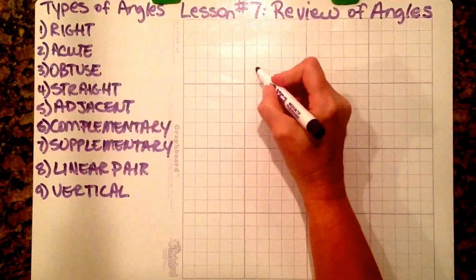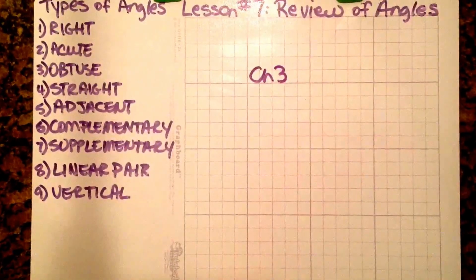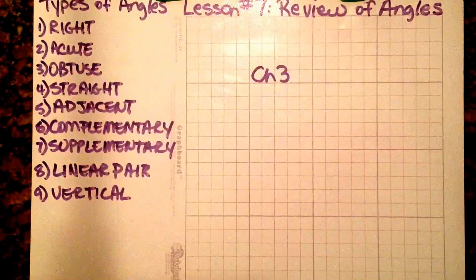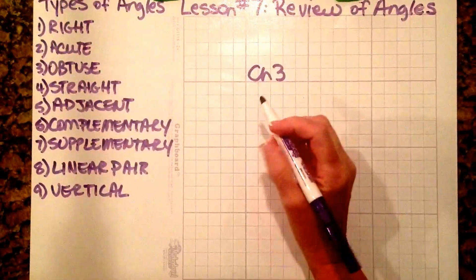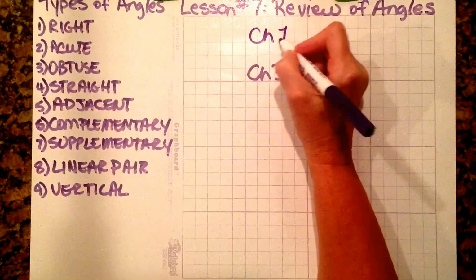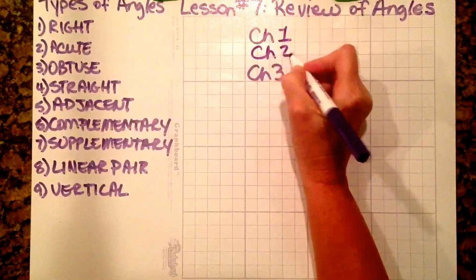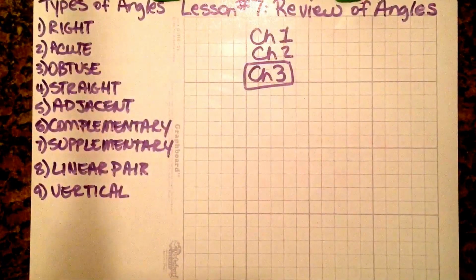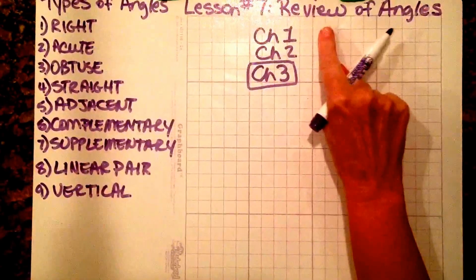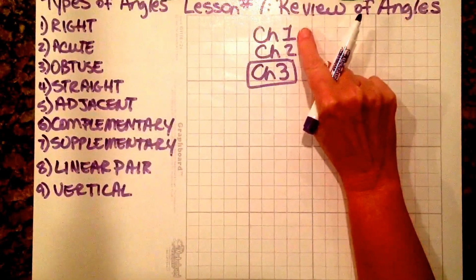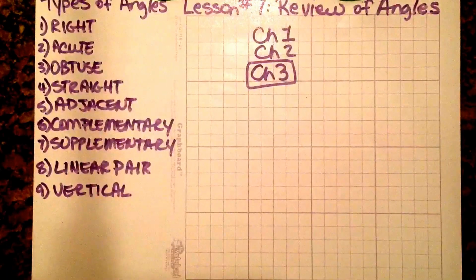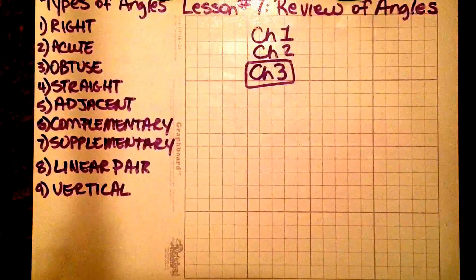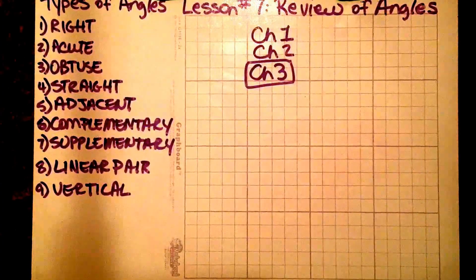As we go into chapter 3, we're going to do a review of angles. So if you had me for your geometry class right now, we did chapter 1 and we finished chapter 2. So before we start chapter 3, I want to spend a little bit of time and review angles with you. We did quite a few angles in chapter 1, and I want to go over those again. You really need to have a good grasp of what our angles are before we go into chapter 3.